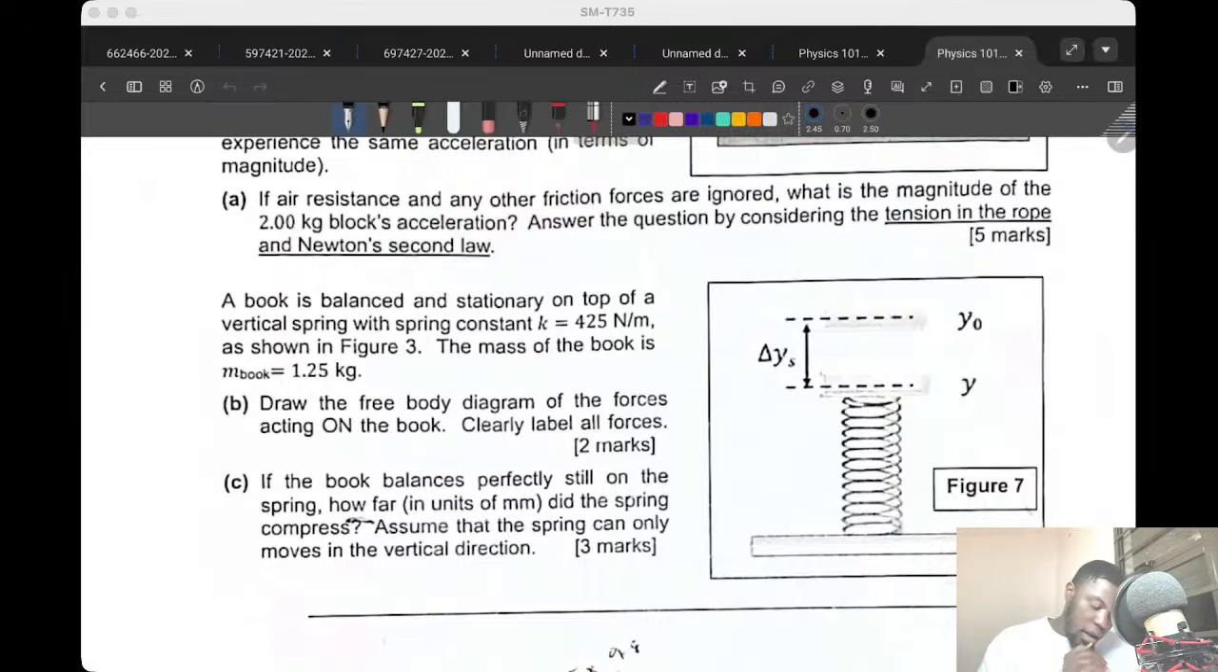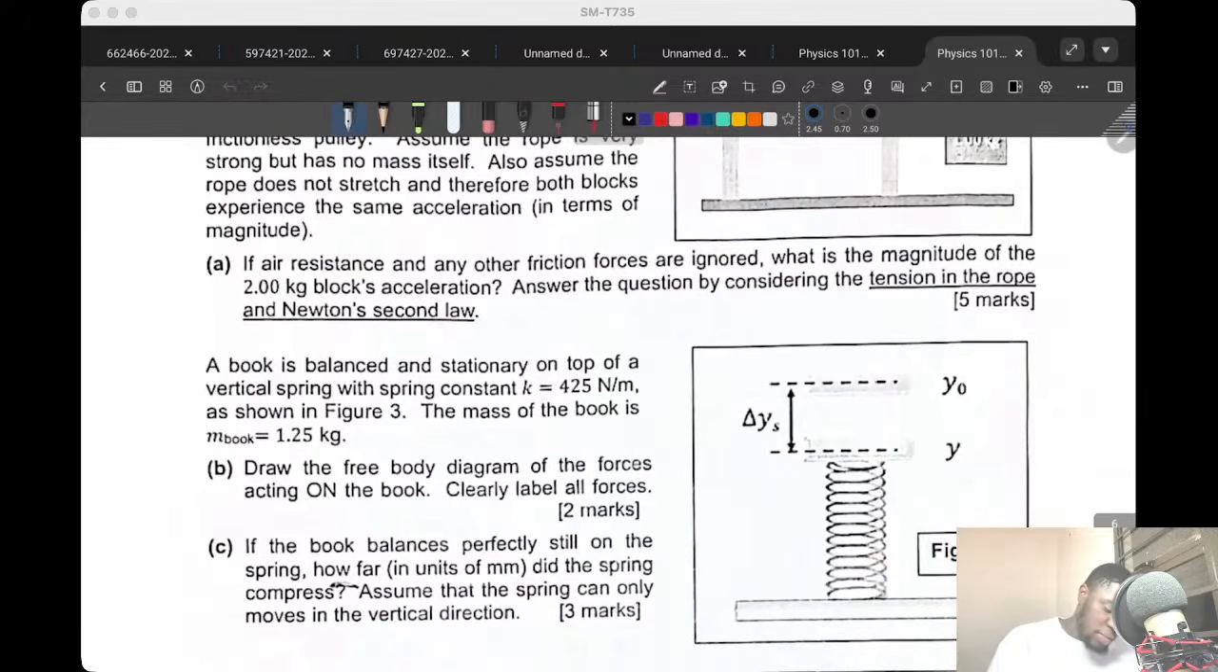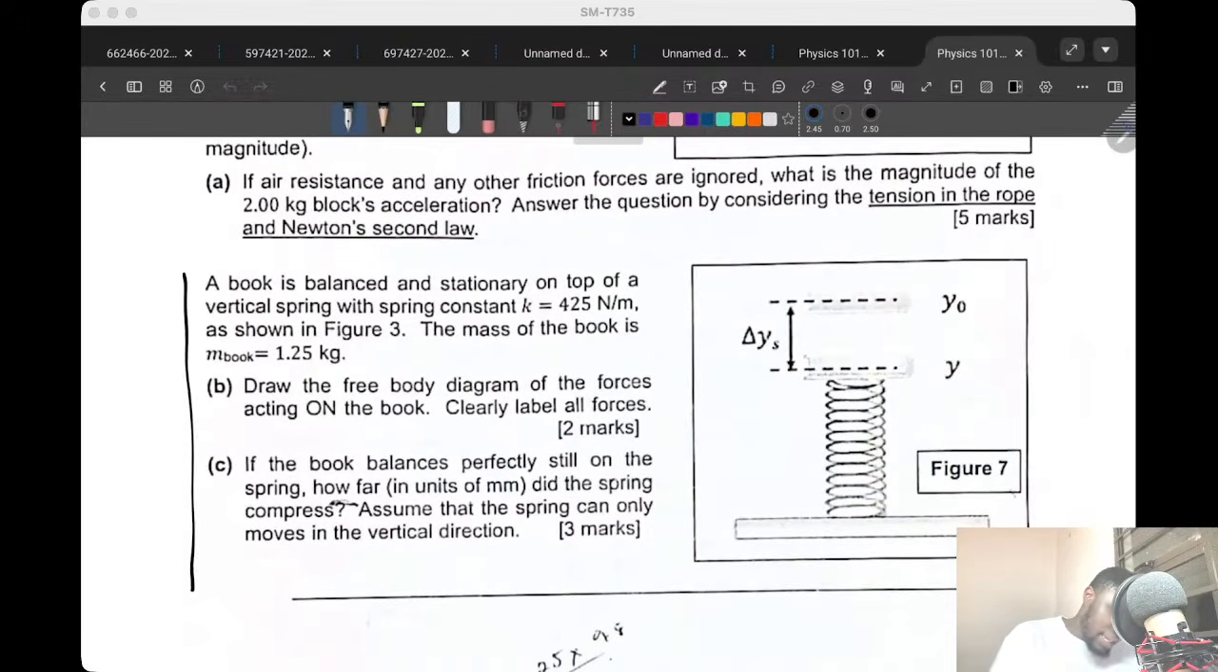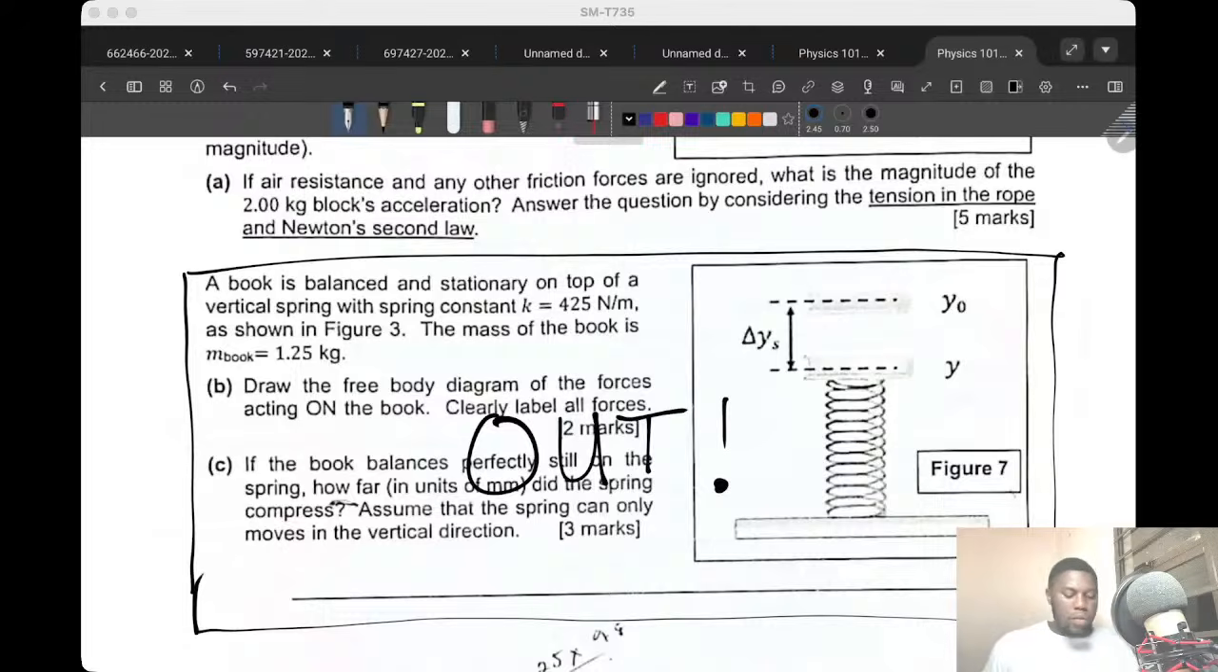So you say to me, are we going to do this type of question? This type of question, which is in B, where they say a book is balanced? No. This one is out. This one is not coming tomorrow. It is out. Why is this question out? Because of this statement. A book is balanced. The fact that it is balanced, that means there is what? There is no acceleration.